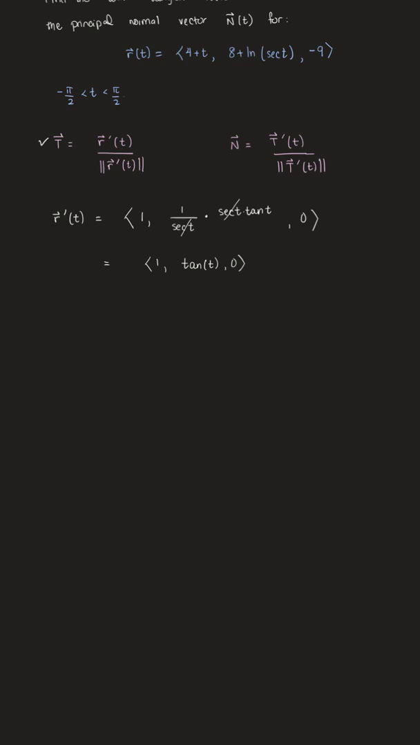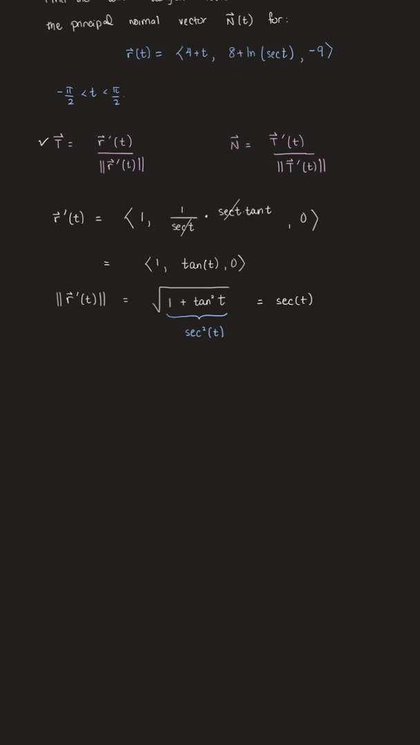Now, to get the unit tangent vector, we're going to need to divide by the magnitude of our velocity vector. So let's find the magnitude of r prime of t, and that's going to be the square root of 1 squared, or 1 plus tangent squared t. Now you might remember that this is one of the Pythagorean identities. 1 plus tangent squared is the same as secant squared t. And when we take the square root of secant squared, we just get secant of t. So our magnitude is just secant t.